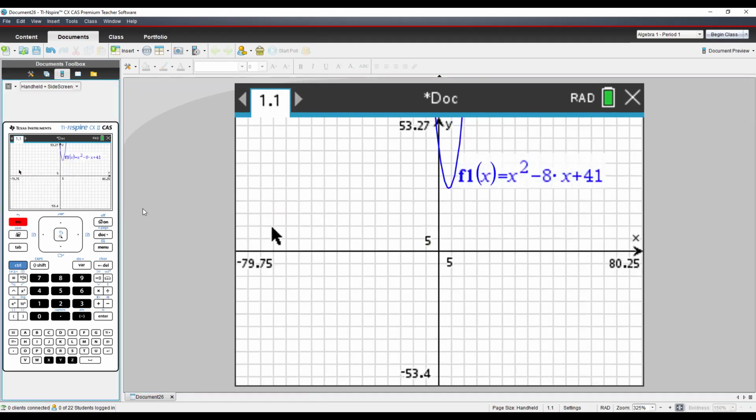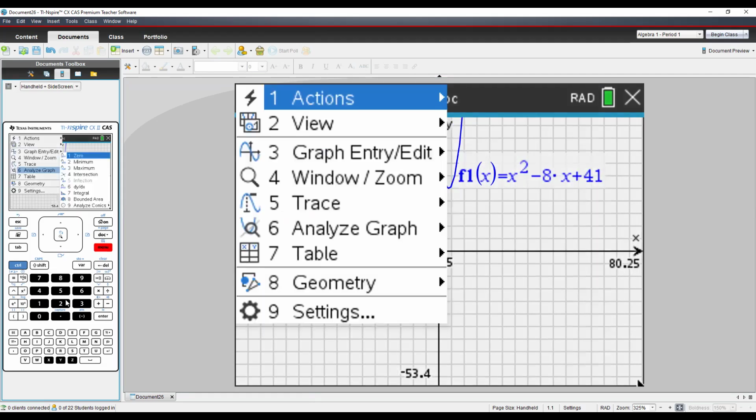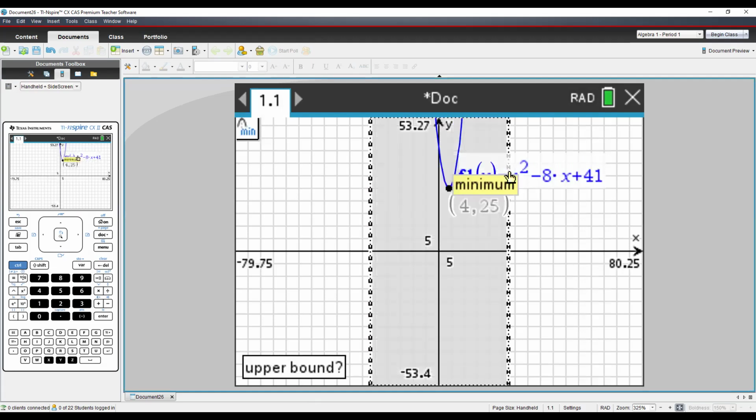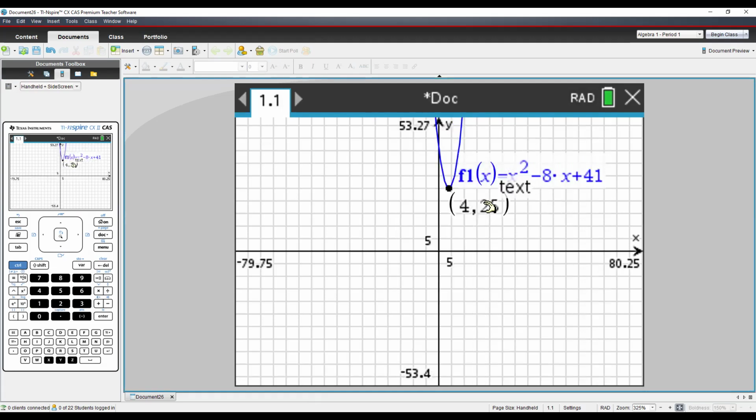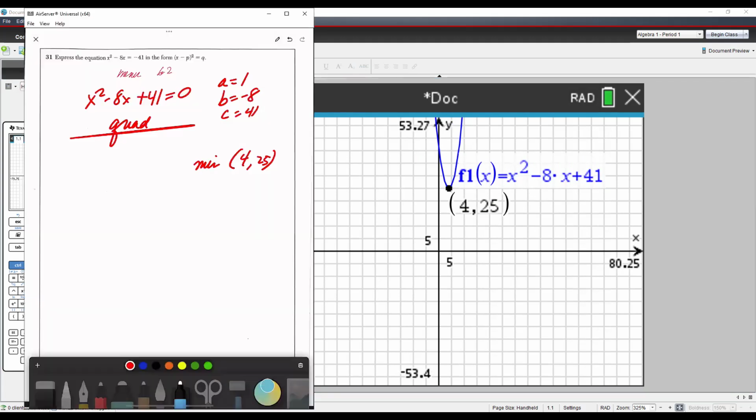Now I'm going to do menu 62 and move here, and here, and that is going to be my answer. The minimum is 4, 25. So that means x is equal to 4 plus or minus the square root of -25. The square root of 25 is 5. So this is what we have.